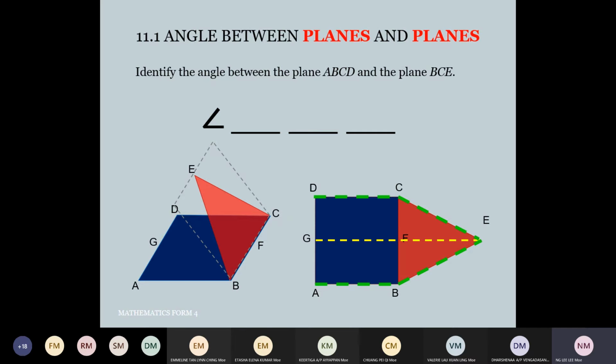Okay, transfer the GFE into the three-dimensional. Here it is, and then the angle. So if the question asks for the angle in between these two planes, you have to know which angle you want to find. So the answer is angle EFG.